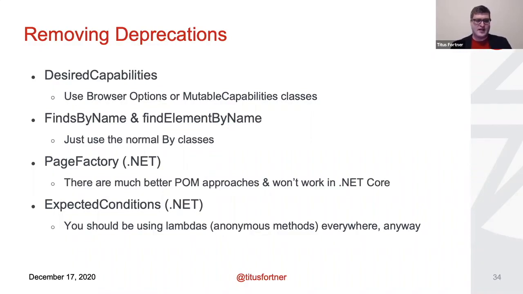Classes that are getting deprecated: find by name and find element by name. These actually aren't typically used by people, but pretty much you can just use the By classes for everything. It's fine. It's pretty easy to change these over. Page factory and expected conditions: .NET is removing both of these.